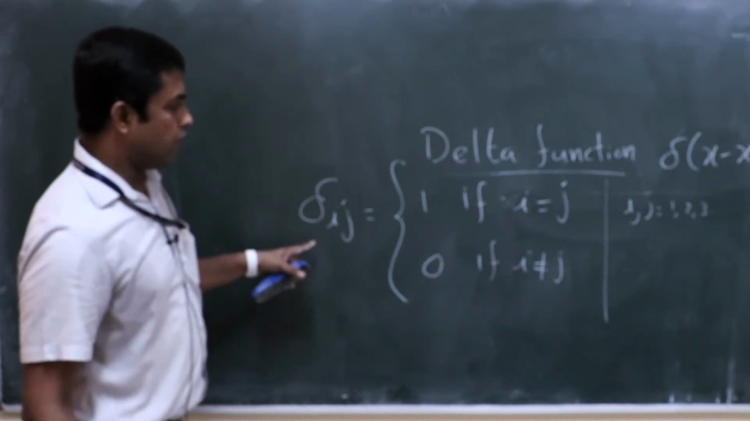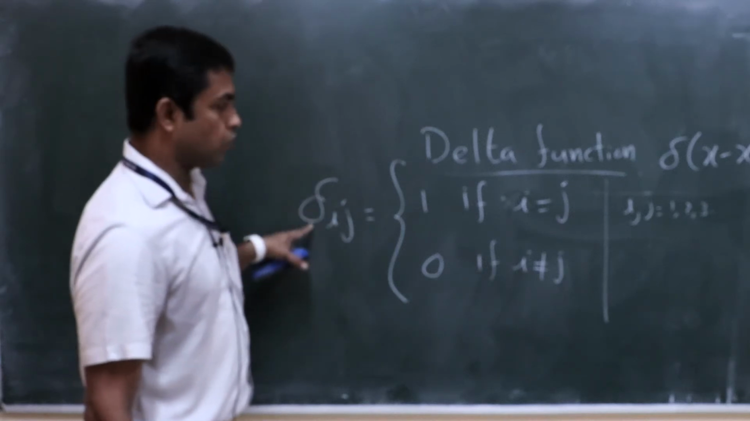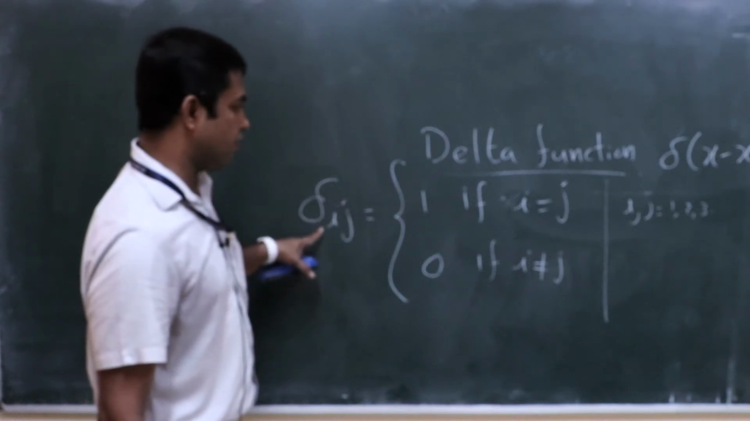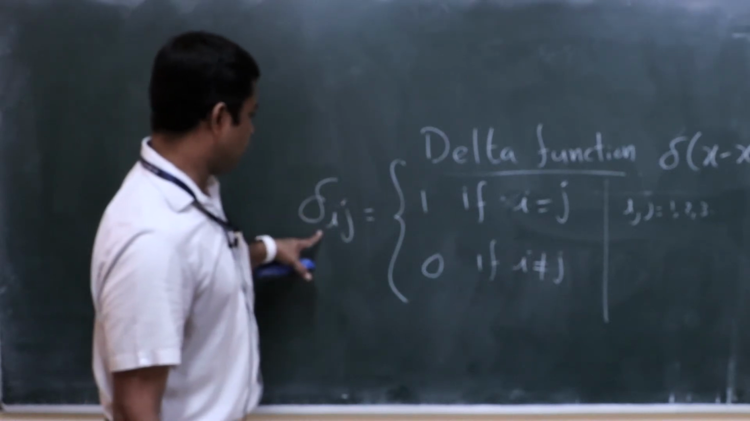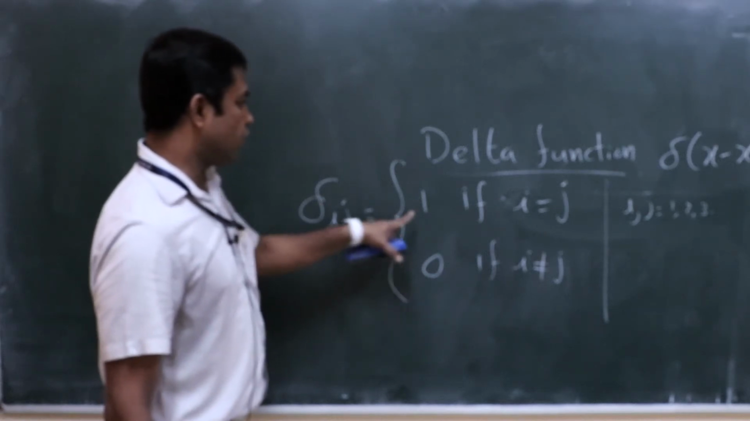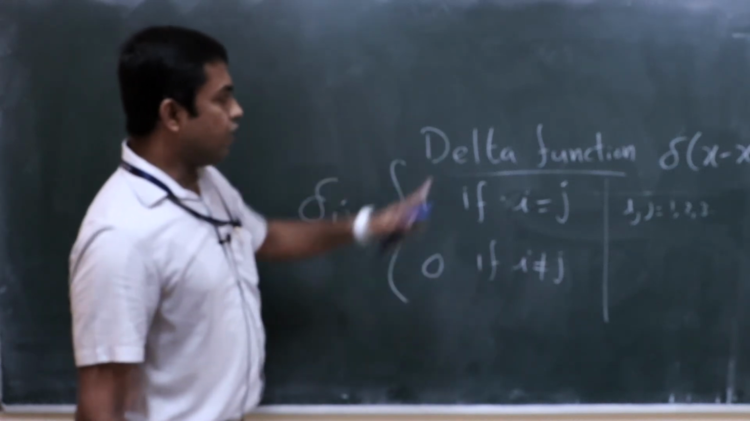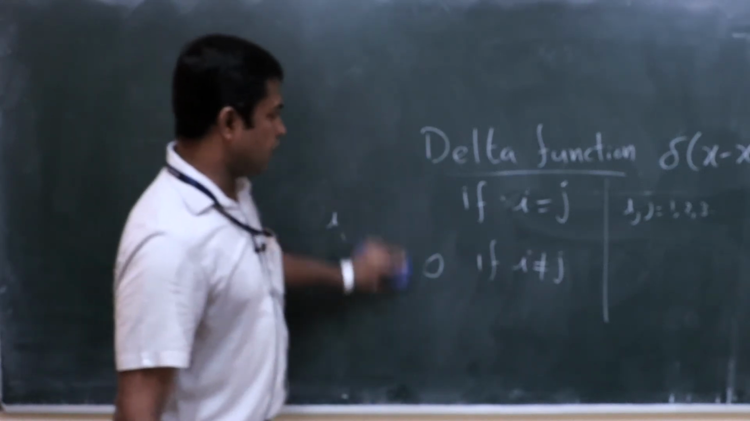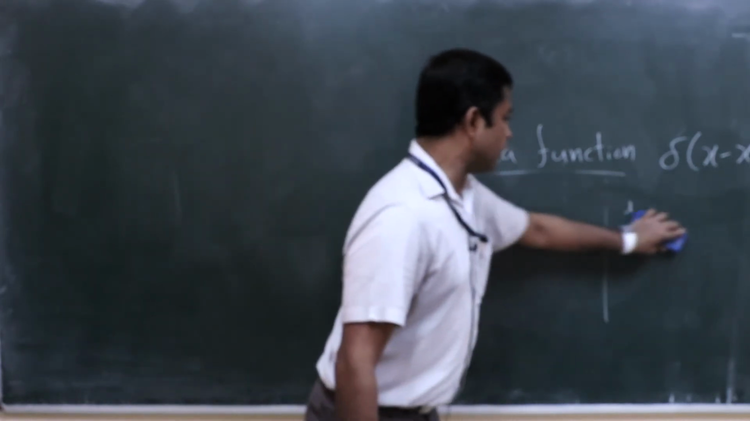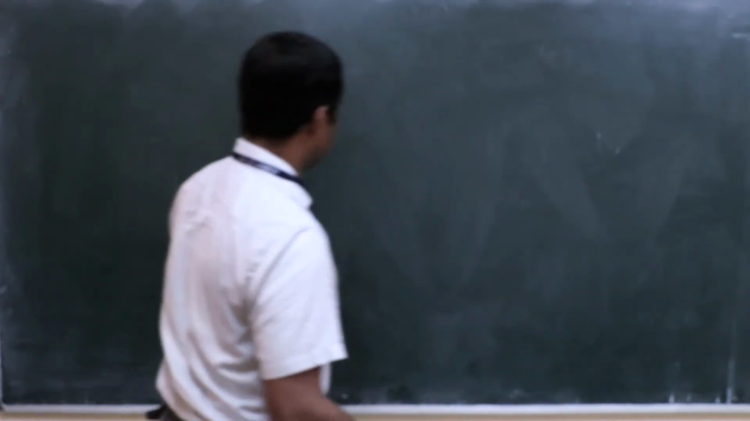Later on in our class, you will see that this is basically a tensor of rank 2, so that we will discuss later. But right now, just understand this as a discrete function which is equal to 1 if i is equal to j and 0 if i is not equal to j. The delta function, you know, goes to infinity when x is equal to x0, otherwise it is 0. And there are some properties of delta functions.